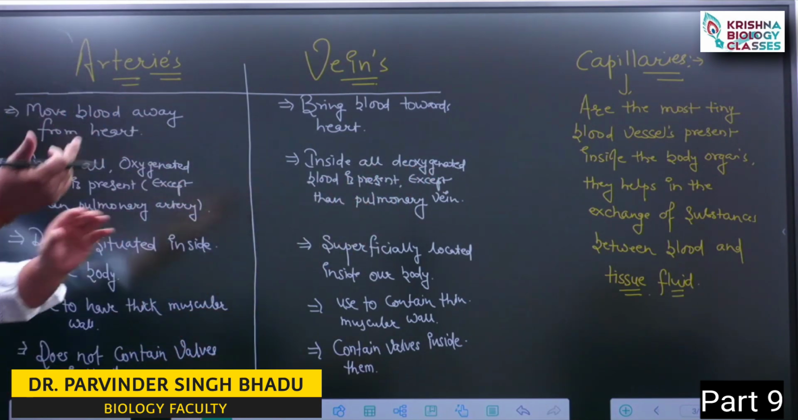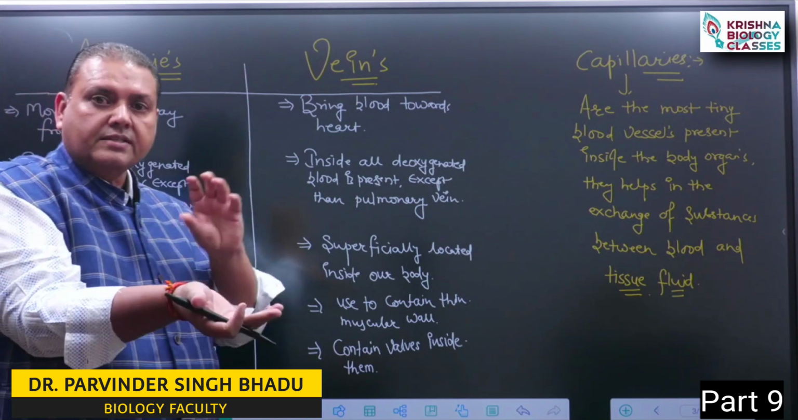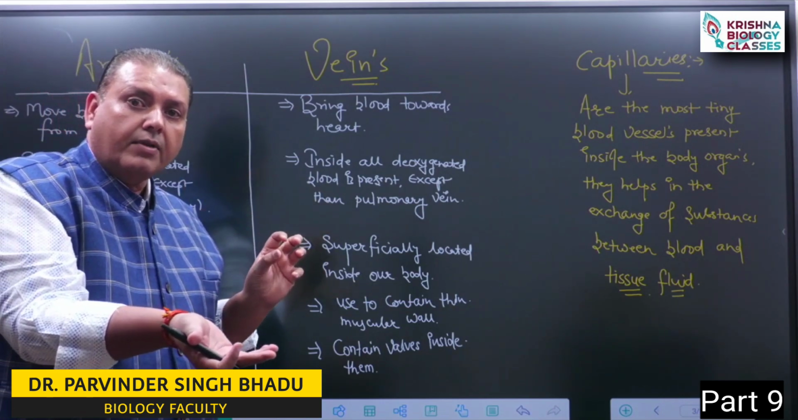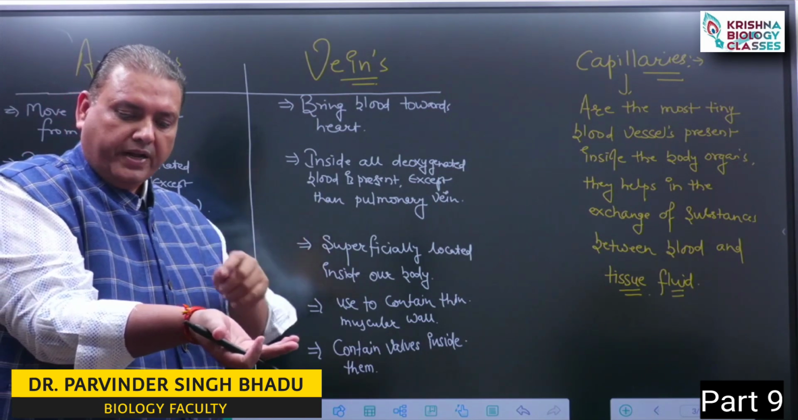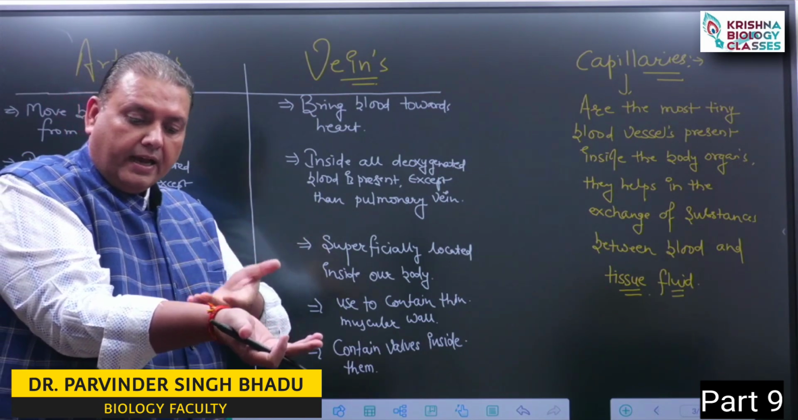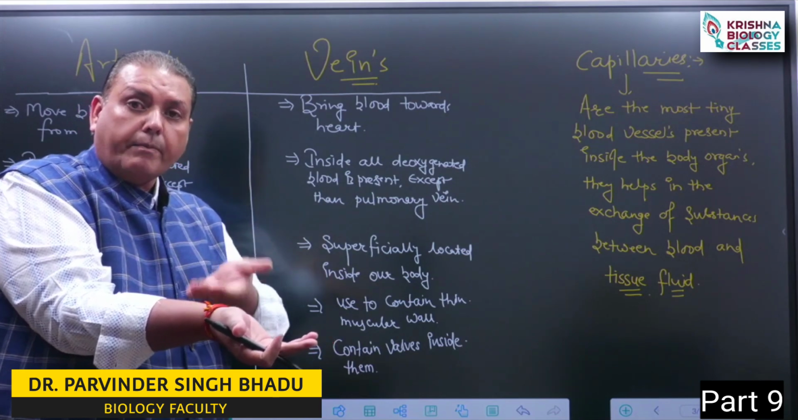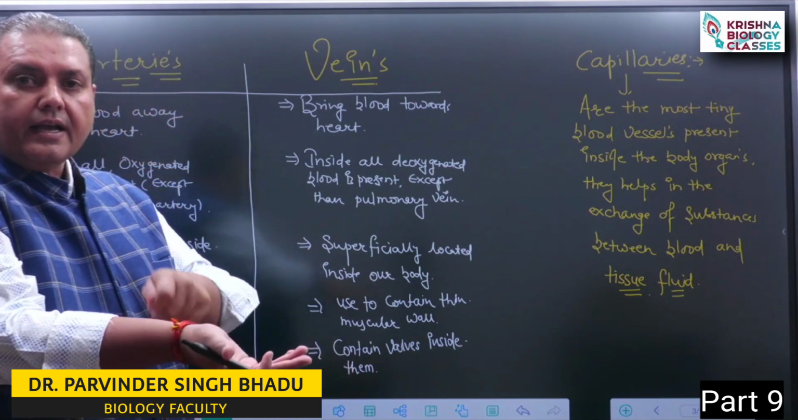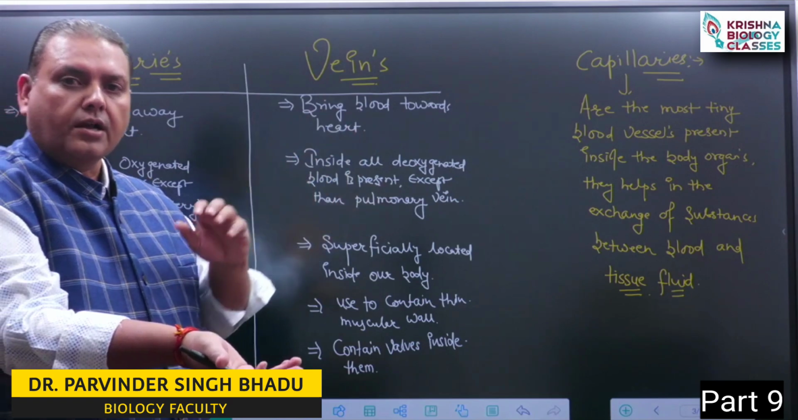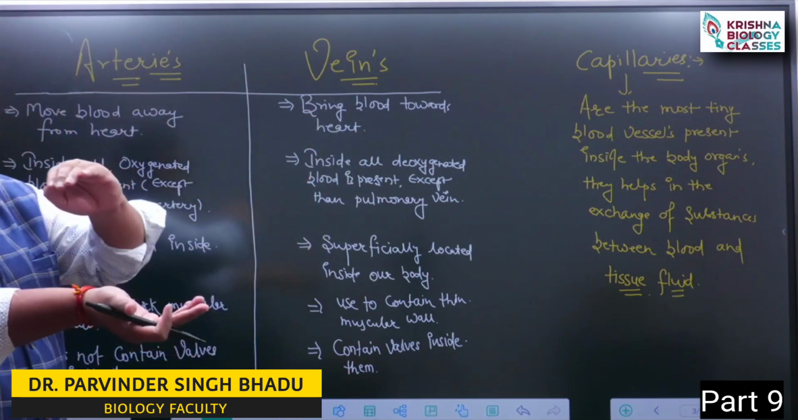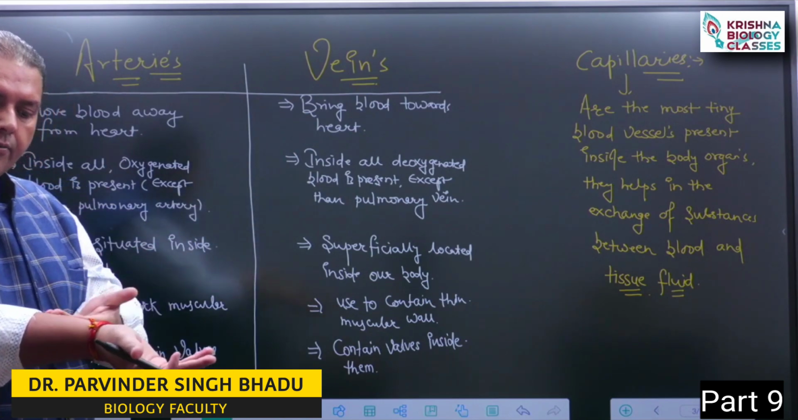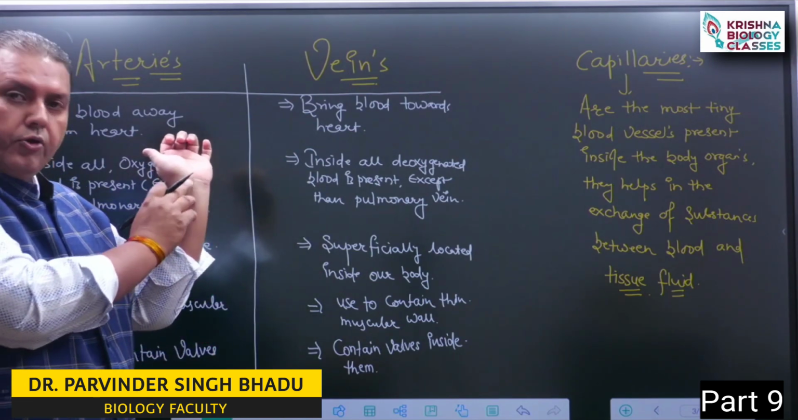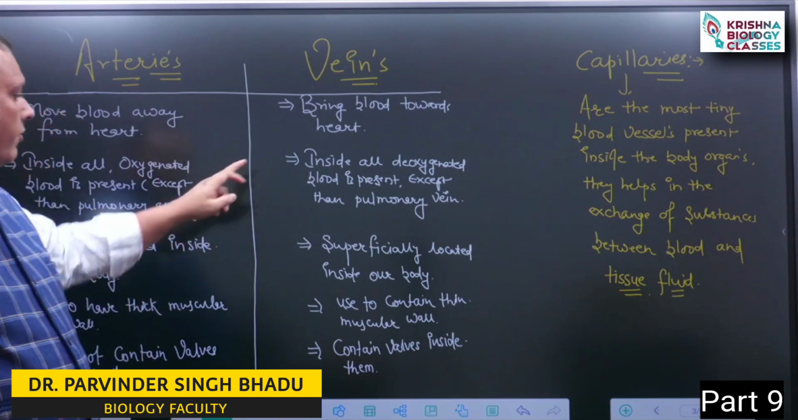Now, if we see the location, since arteries carry blood away from the heart, blood inside them moves under pressure. If they were located on the superficial upper side, then a cut could cause major loss of blood from our body. So these arteries are located deep inside our body, whereas we can see these bluish-colored vessels, which are our veins.